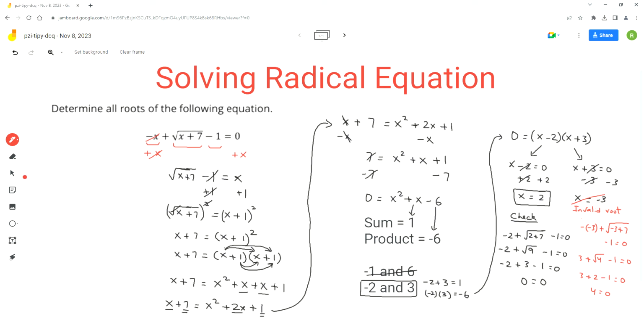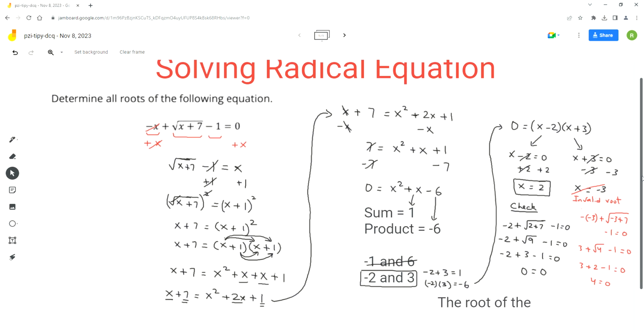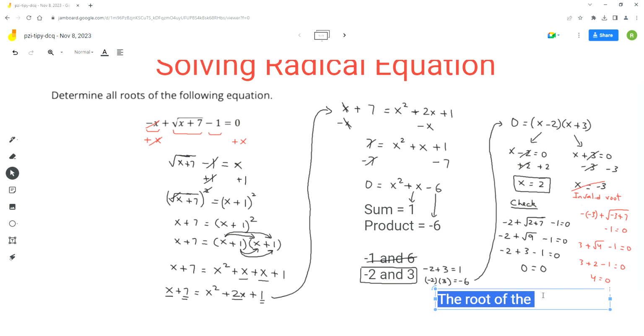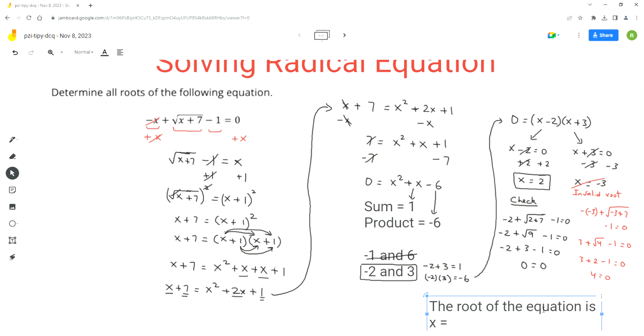So now we can write our closing statement. So the closing statement is, so the root of the equation is x equals 2. So there is only one valid root for this equation. So these are the steps you have to keep in mind to solve this type of radical equation.